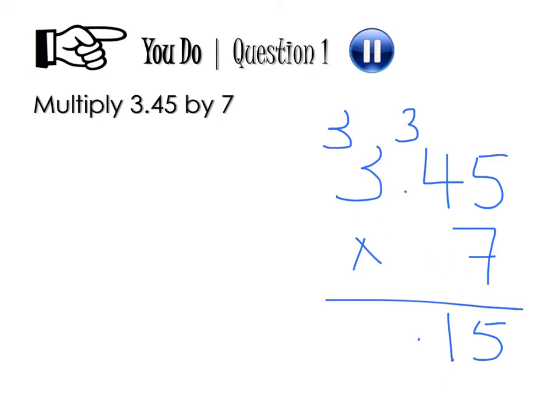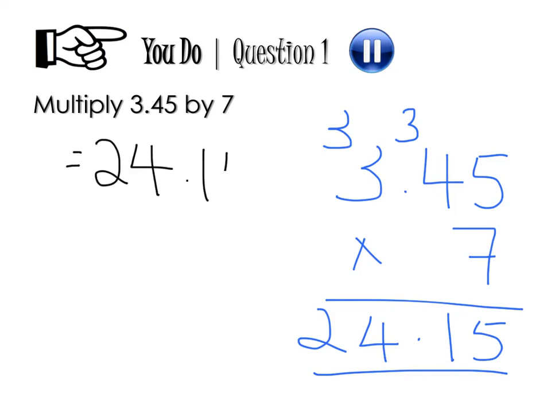7 times 3 is 21. 21 plus 3 is 24. Okay, so my answer here now is 24.15. Did you get it correct? I hope so.